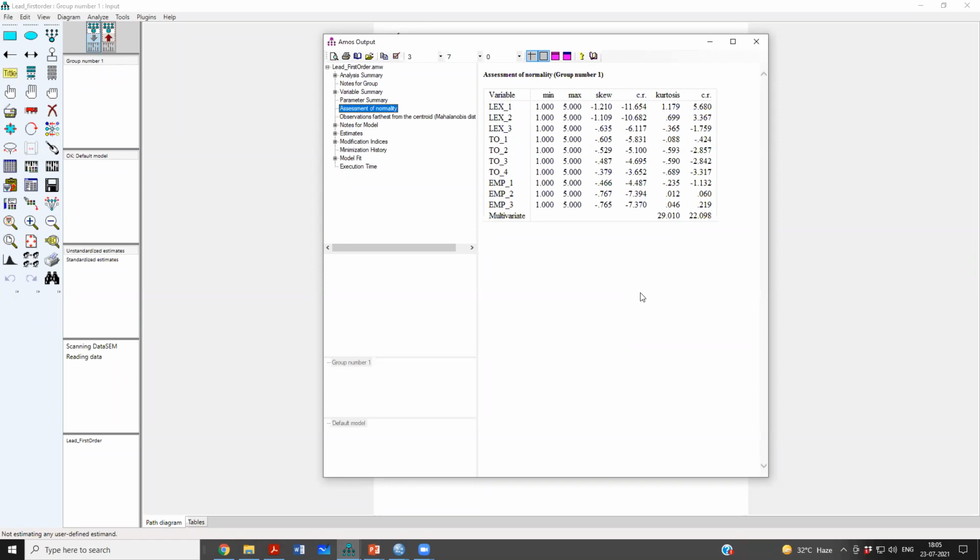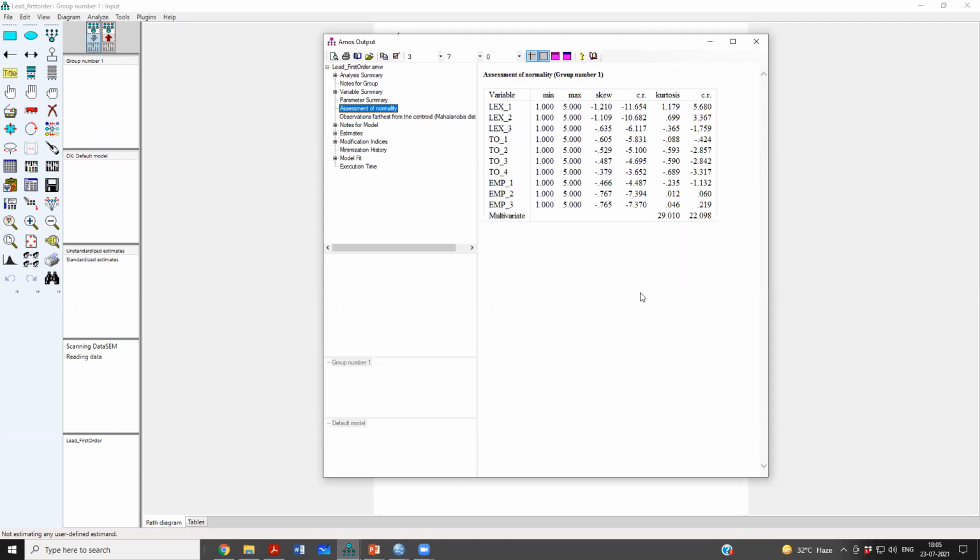Which cannot be said in a Likert scale. We cannot assume that the difference between strongly disagree and disagree is the same as agree and strongly agree, right? These are just some numbers that we assign to these degrees of agreement. But we cannot say that the distances between two adjacent numbers are the same.